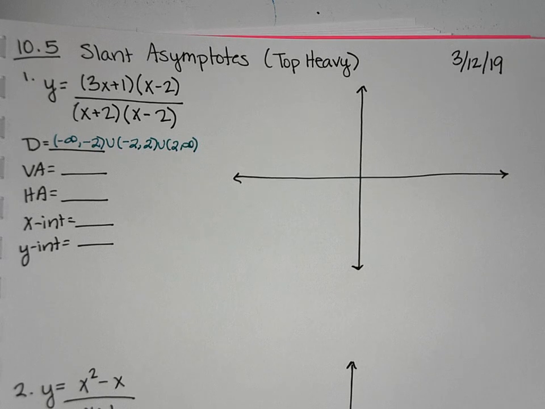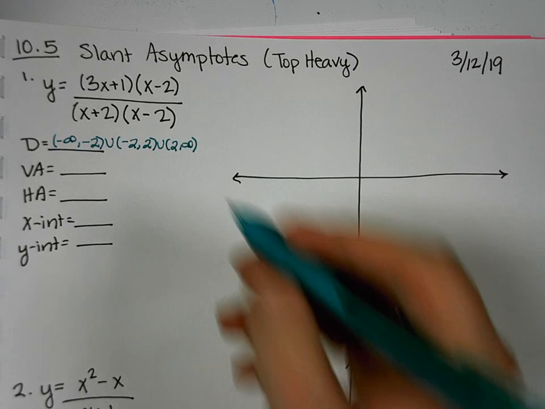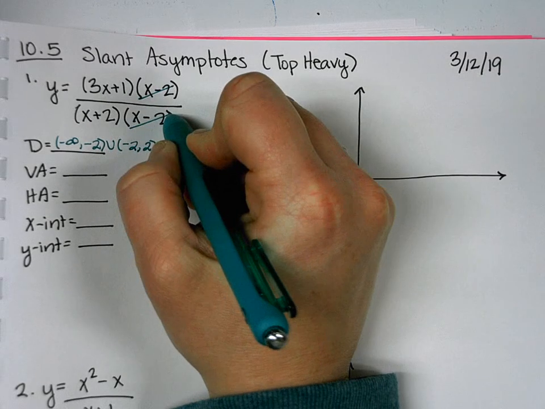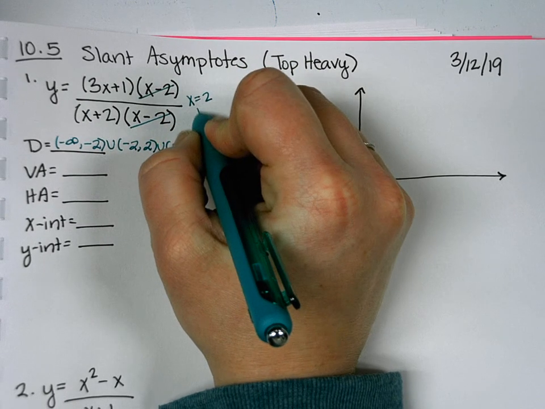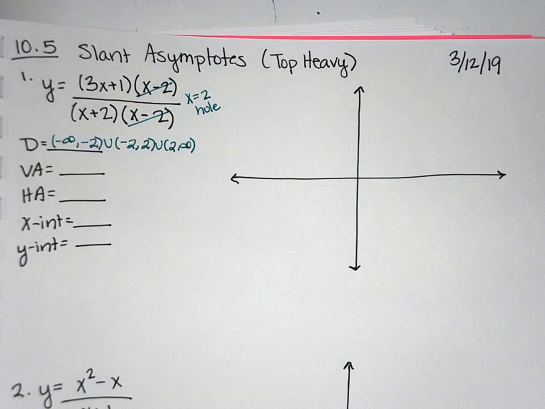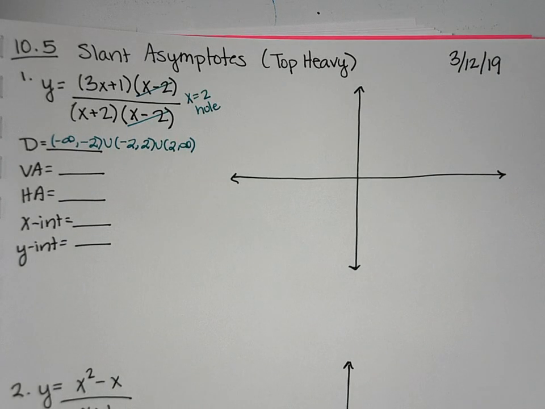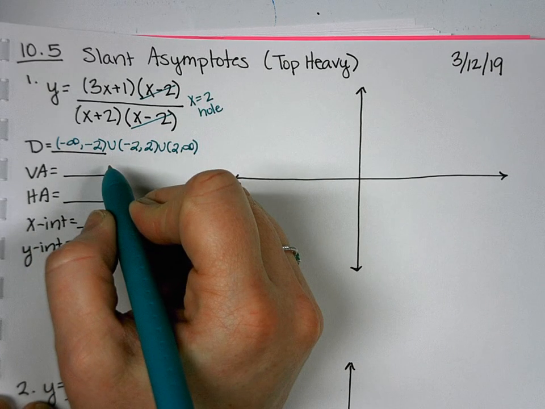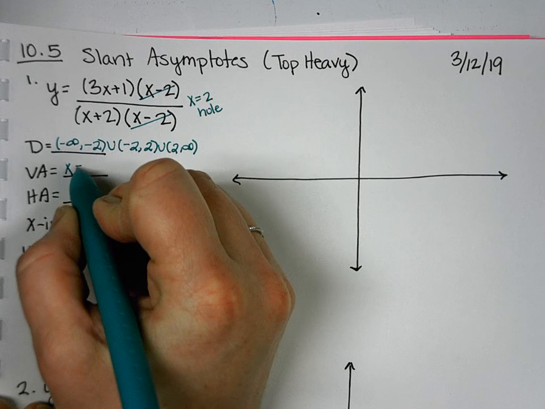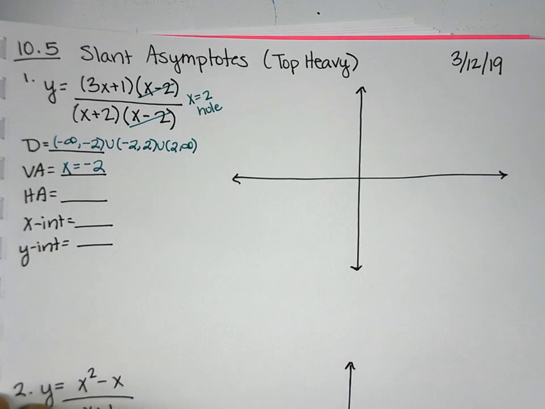Now, but for vertical asymptotes, we want to reduce first. So when I look at my fraction, I notice that I can reduce the x minus 2's. And so what that means is that at x equals 2, we're going to have a hole in our graph, because it's still not part of our domain even though it's simplified away. So it's not an asymptote, it's a hole. So let's see. Our vertical asymptote would then just be x equals negative 2.